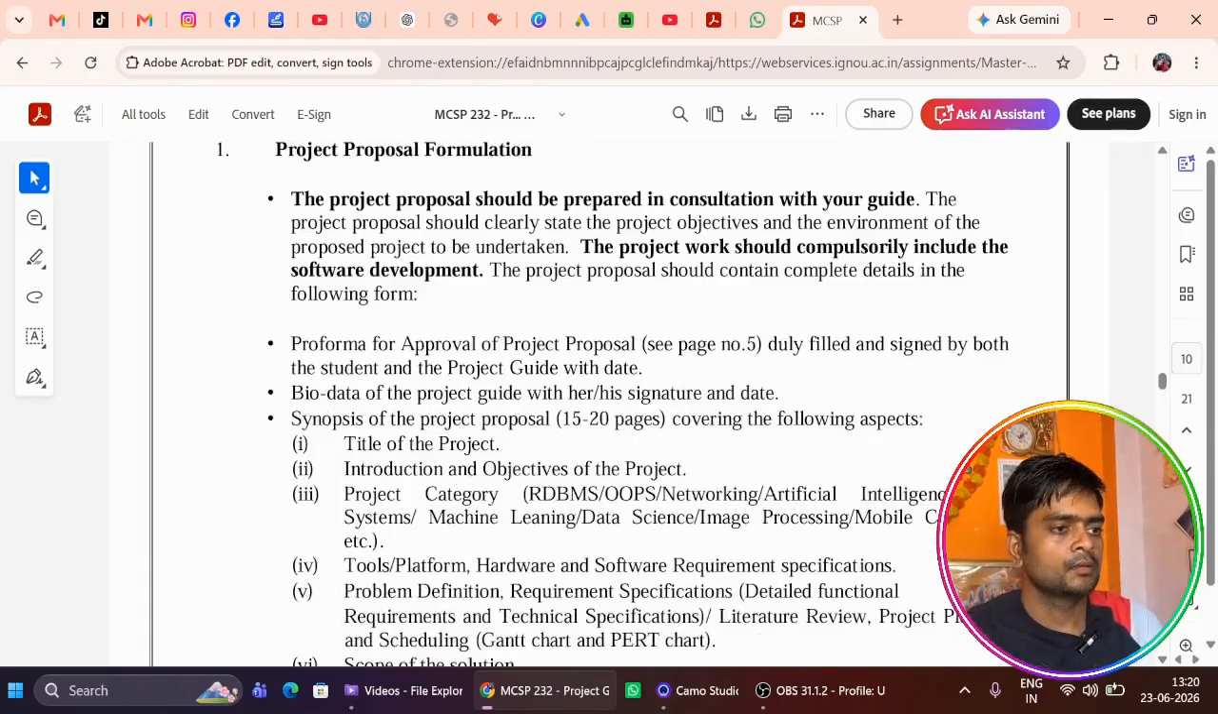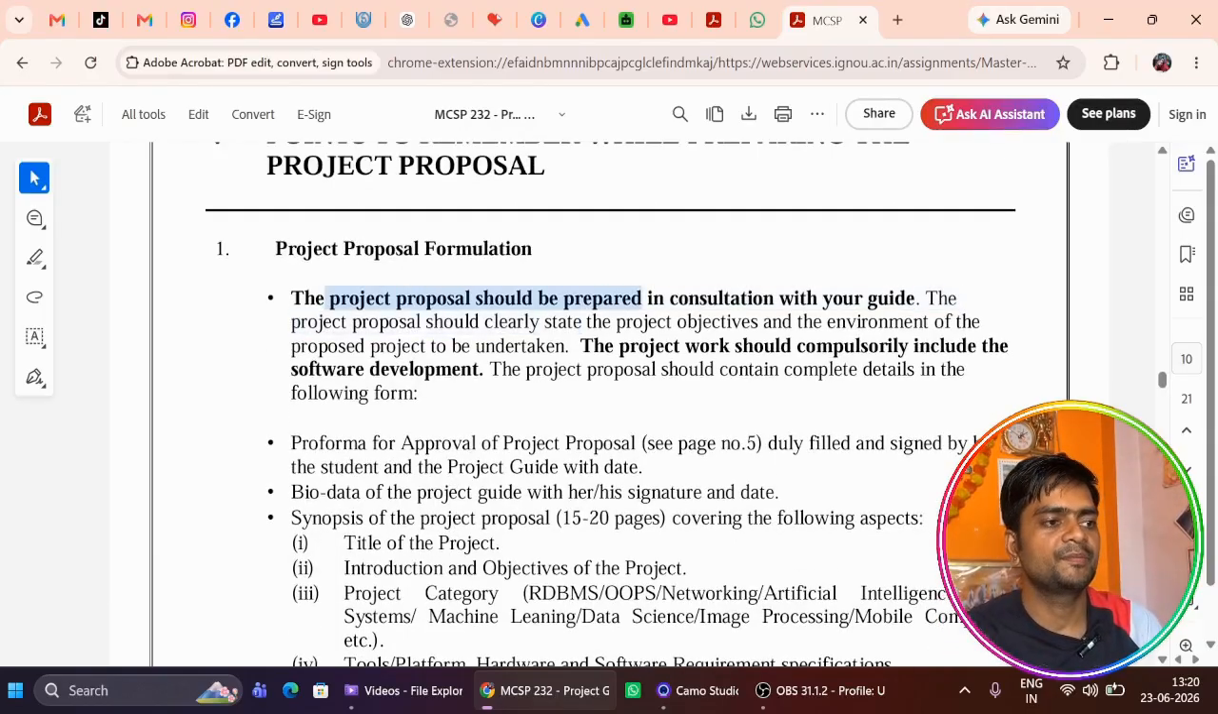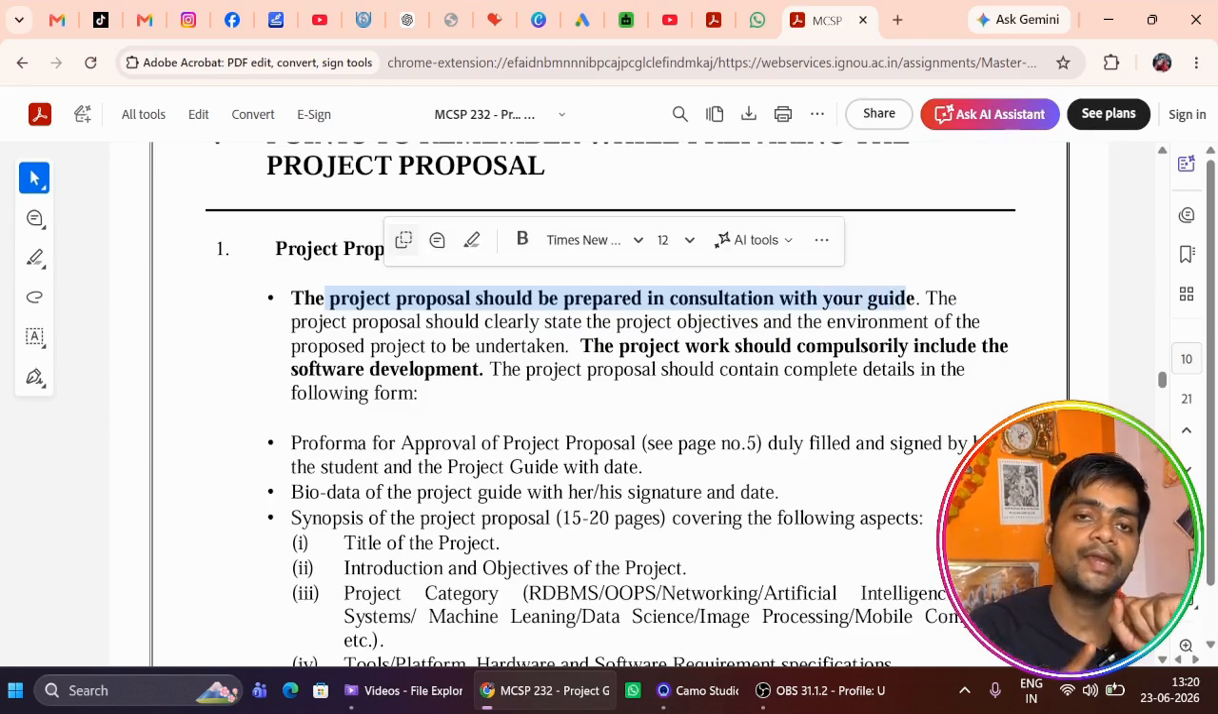The project proposal should be prepared in consultation with your guide. So the most important thing is that you have to contact your guide and make your project proposal under his guidance. First finalize the topic and then make your proposal. The project proposal should clearly state the project objectives and environment. Obviously you have to mention it.